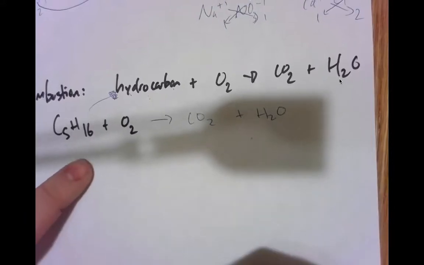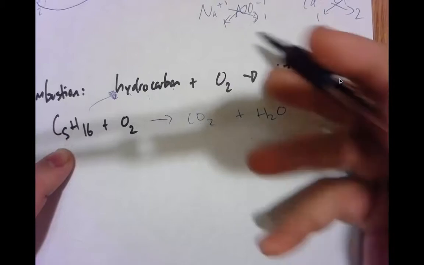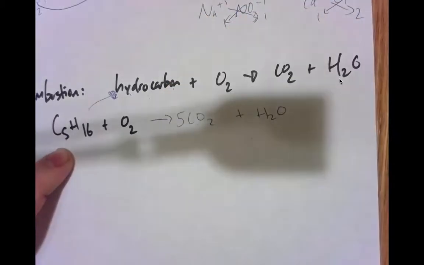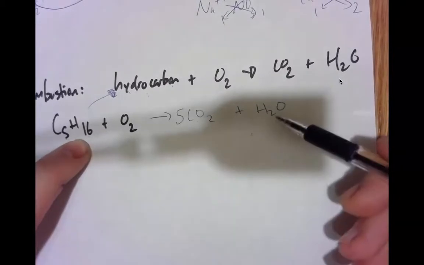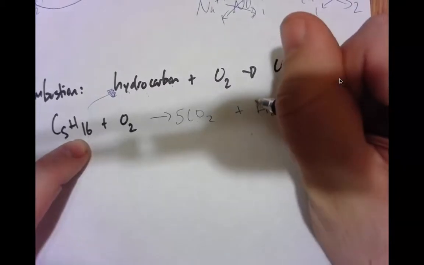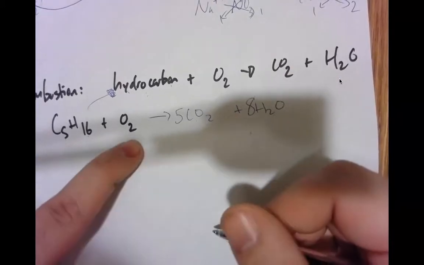So now we go through and balance. There's 5 carbons on the left side, there's 1 on the right, so we add a coefficient of 5. Same thing for hydrogens. There's 16 hydrogens on the left, there's 2 on the right, so this time we add an 8, because 8 times 2 gives us 16. Now we need to balance the oxygens.